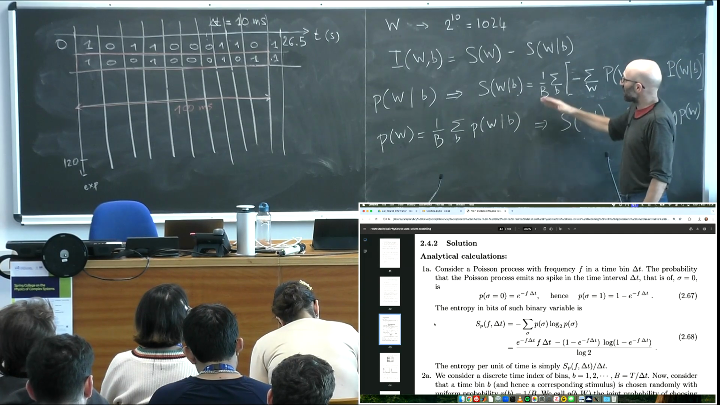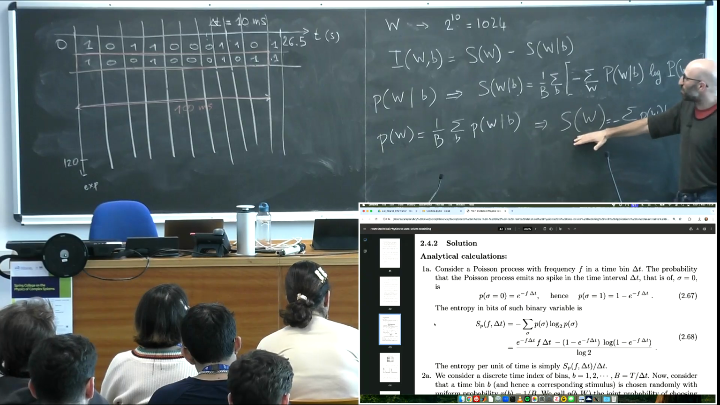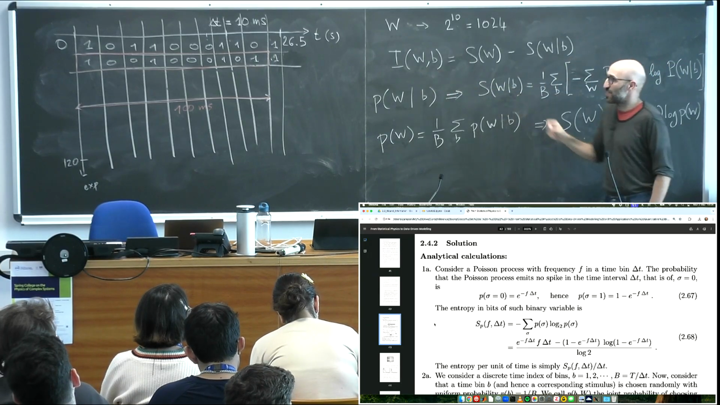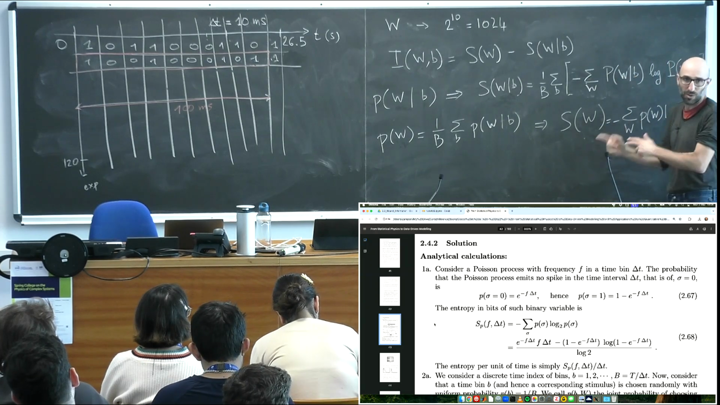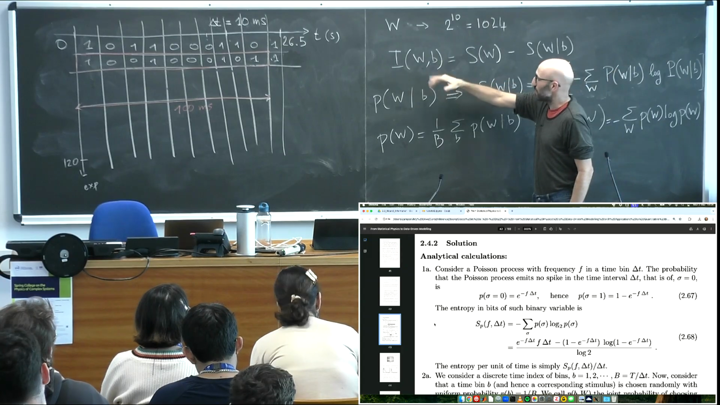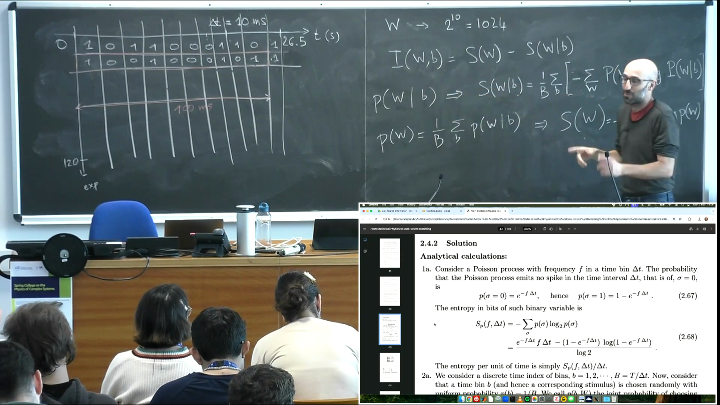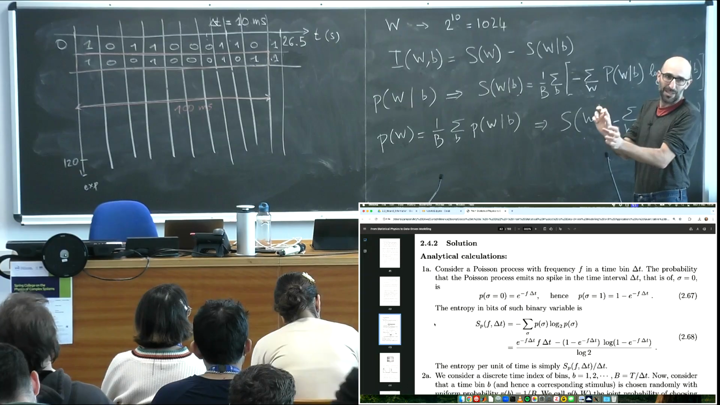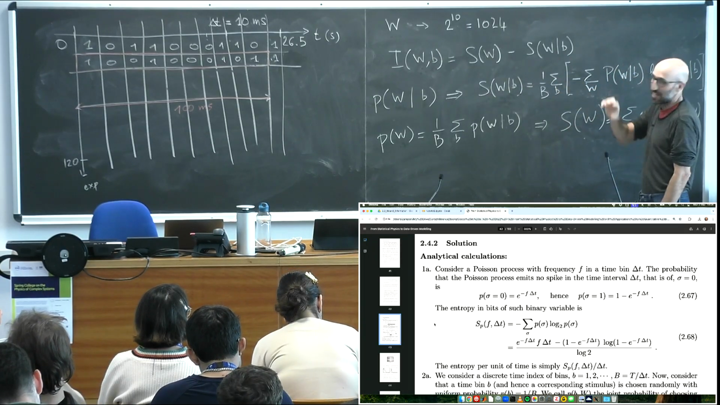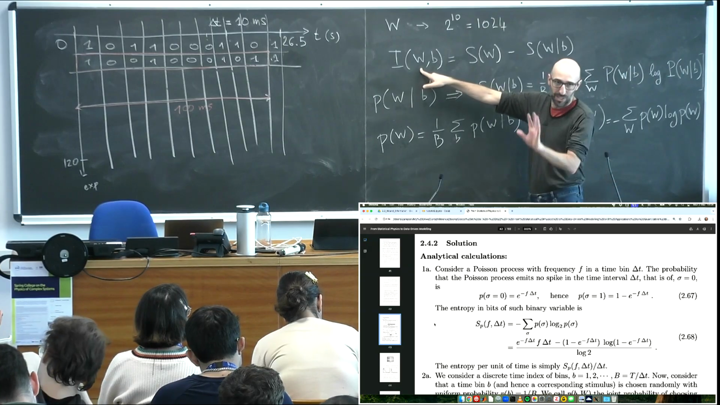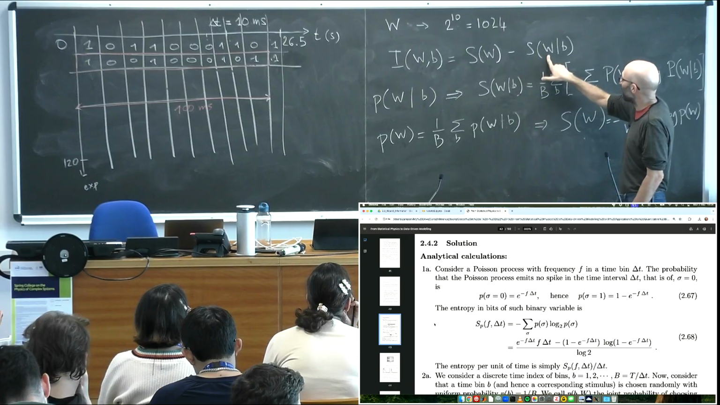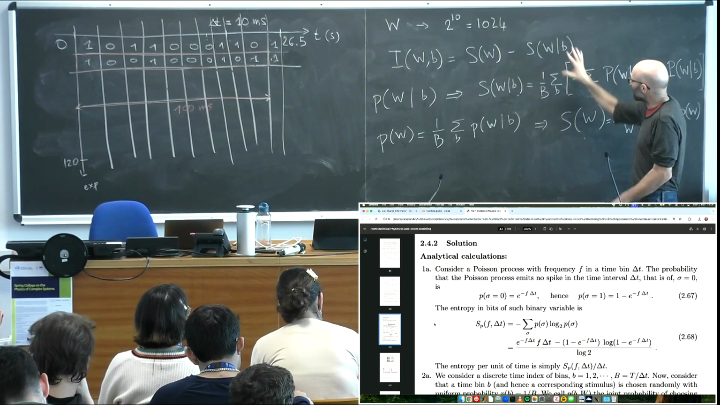Then you can take the difference between the total entropy minus this, and you get the mutual information between the response of the neuron and the stimulus. Before, I defined the mutual information as the sum of the entropies minus the joint entropy, but if you have two variables, x and y, you can also define the mutual information, and it's the same, as the difference between S of x and S of x given y. So this is really the mutual information.